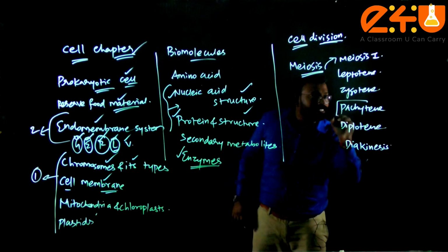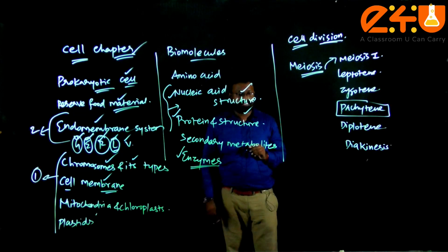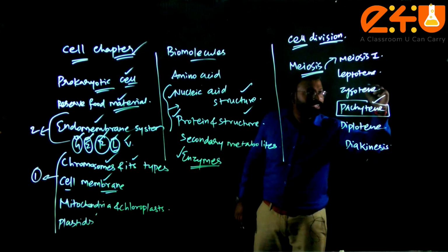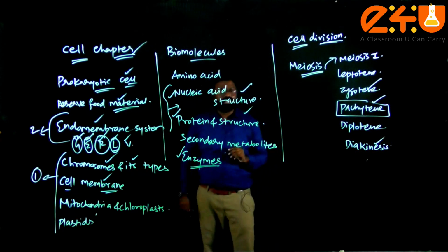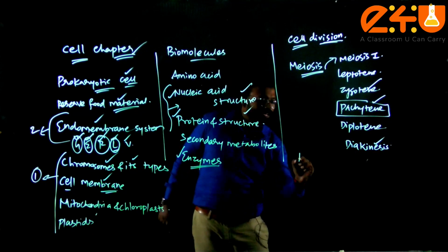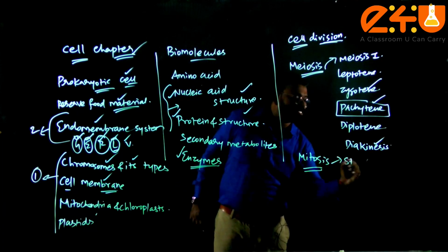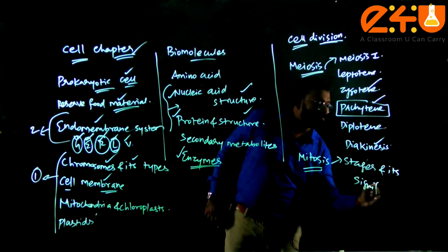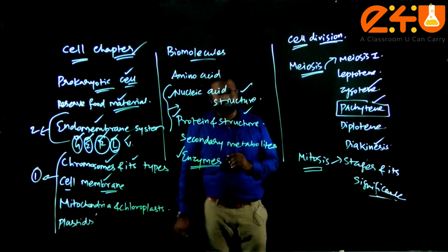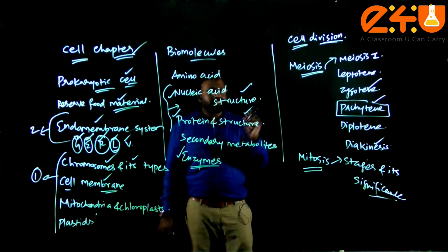Especially pachytene is a hotspot area where you will get a more number of MCQs in case of meiosis. So have a good hold on pachytene, zygotene, diakinesis. These are all the MCQs areas in case of cell division. After that, mitosis. In mitosis, stages and its significance. More important, significance is more important because nucleocytoplasmic ratio and apical meristematic division, those areas as just repeated MCQ.